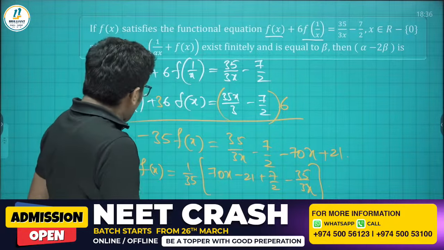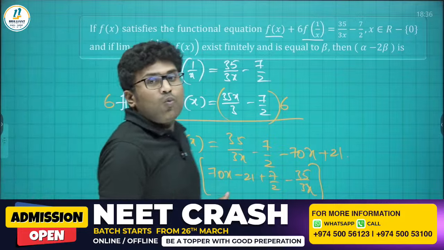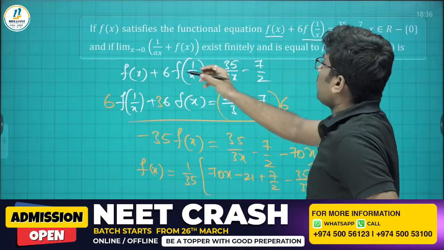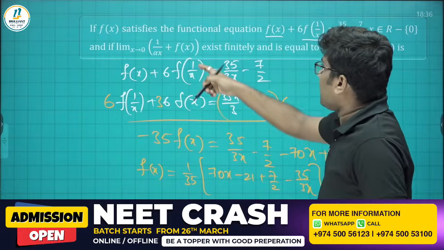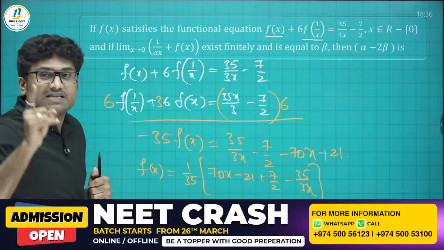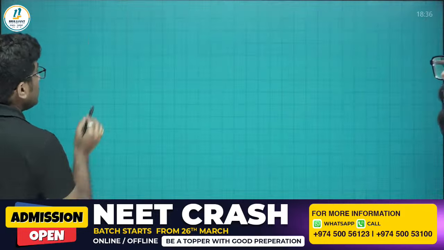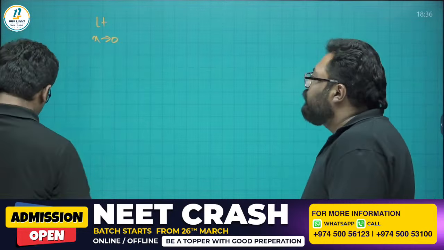Now, what do we do? In place of f of x, they have given limit x tends to 0, 1 by alpha x plus f of x. I hope everyone is clear till here. So guys, now 1 by alpha x plus f of x is nothing but limit x tends to 0, 1 by alpha x plus f of x.